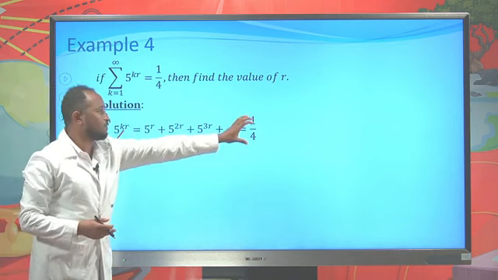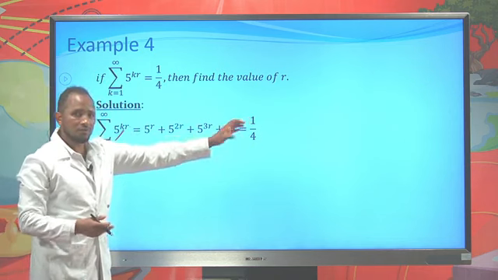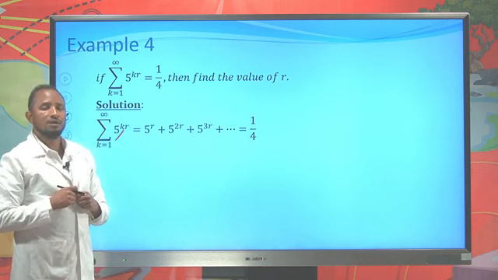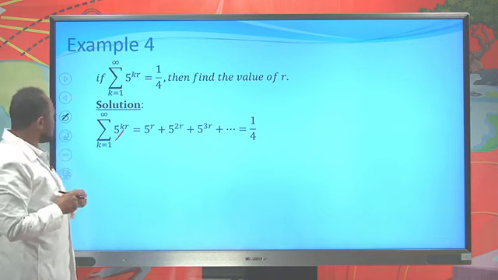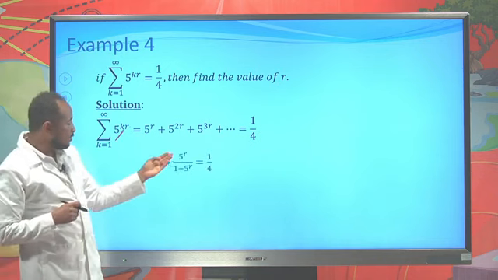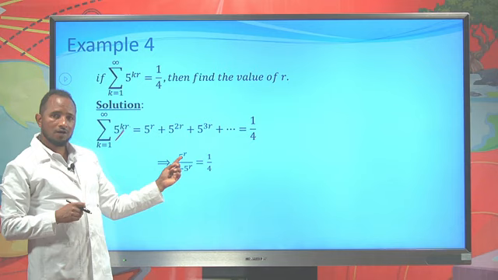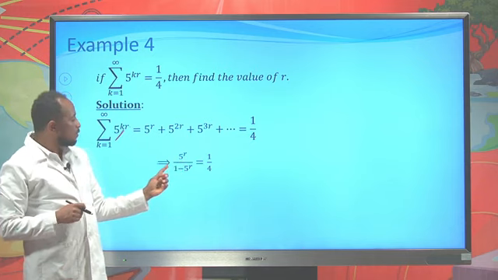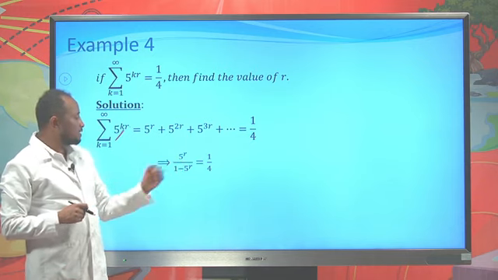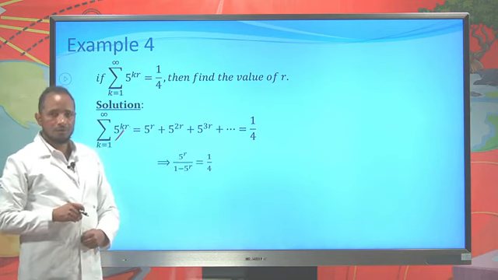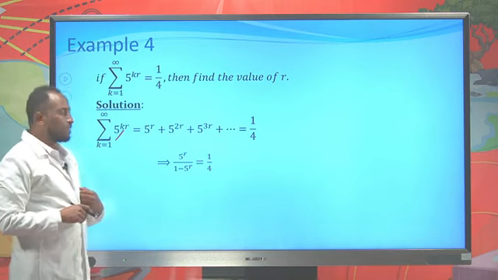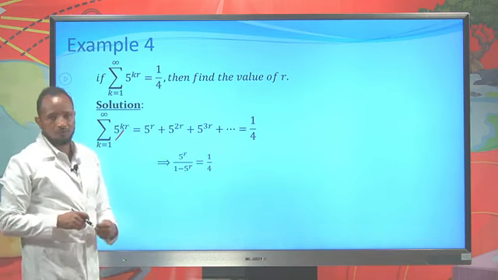And the sum converges. Since the sum converges, we can apply the formula S infinity is equal to g1 over 1 minus r. Using that formula, g1 is 5 to the power of r, over 1 minus 5 to the power of r. This result is equal to 1/4. So solving this, we will find the value of r.